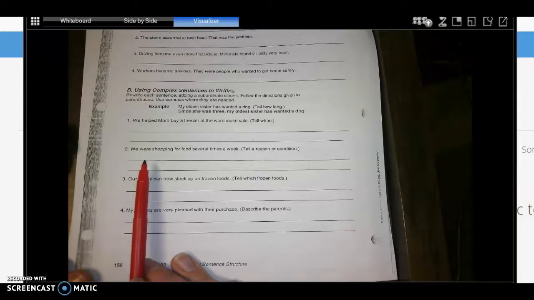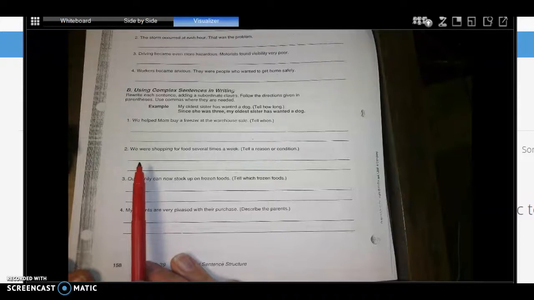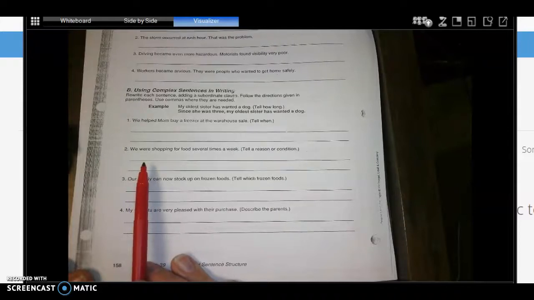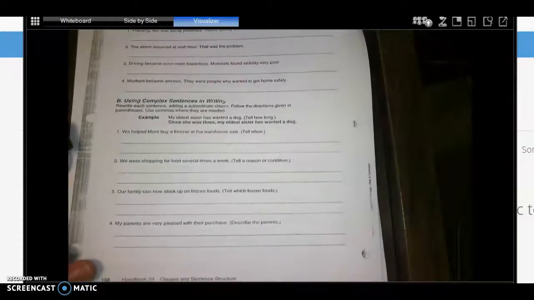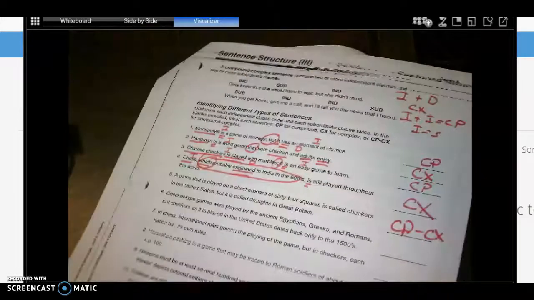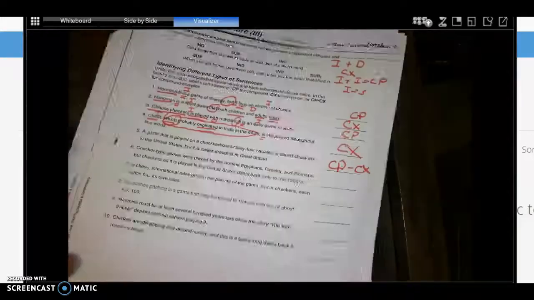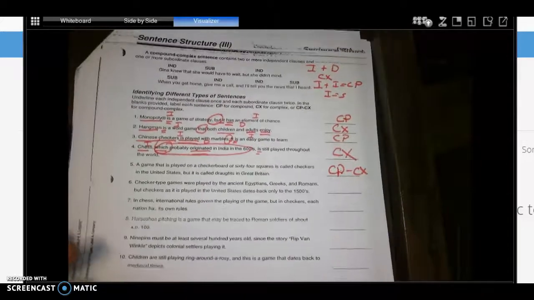Okay. Number 2, we were shopping for food several times a week. Tell a reason or condition. Okay. I would say, because we were hungry, comma, we were shopping for food several times a week. Okay, but you could put a different one. Okay? All right. Go ahead and make sure you do those. You might try which or who. Any of those would work.